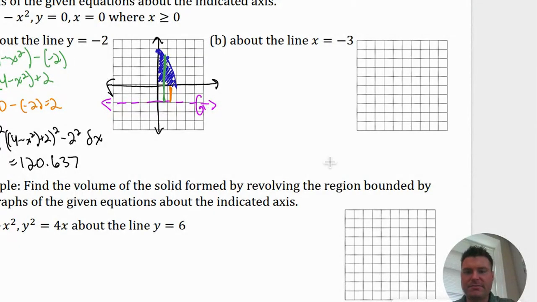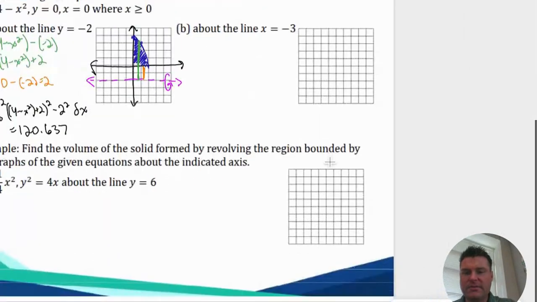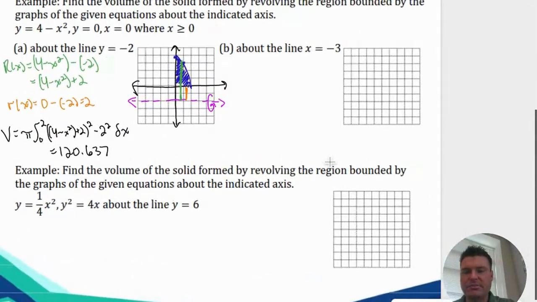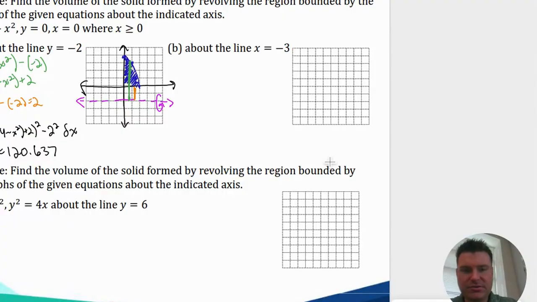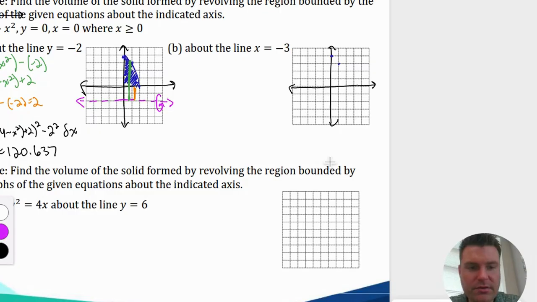Okay, so for this next problem, it's going to be the exact same prompt. So we're still going to be using the same graphs. I'm going to go ahead and sketch those real quick. So same graphs. And I'm going to draw the exact same shape, except this time we are going to rotate it around a different axis. In this case, it's going to be a vertical axis. I'm going to shade that in real quick. And our vertical axis here is x equals -3.